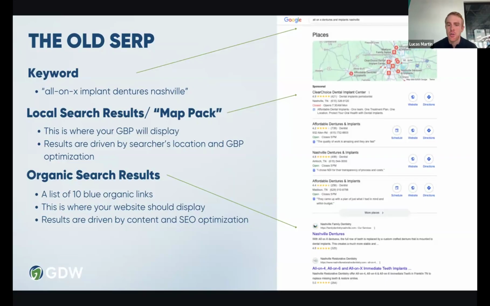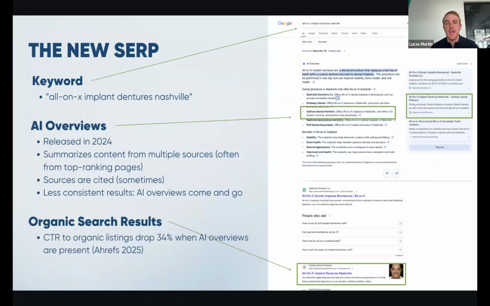So this is traditionally what Google search looked like, but in today's day and age with AI, here's the quote unquote new SERP. It still has the search up above, but directly below it is the AI overview, which is something that was released in 2024. What it does is summarize the content from multiple sources, often the top ranking websites.